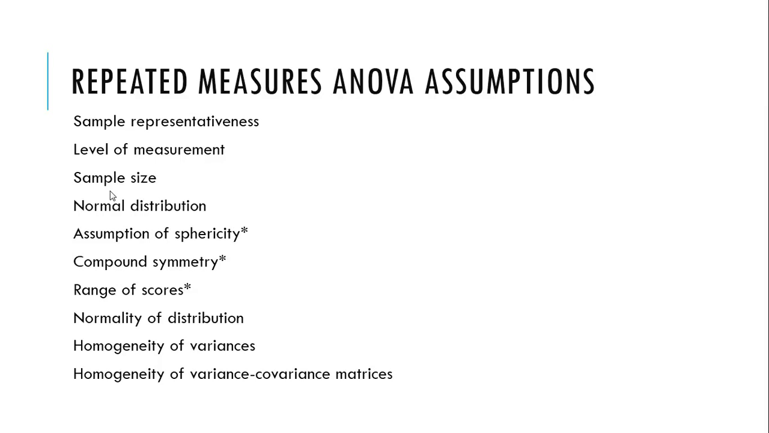Now, compound symmetry is very closely related to sphericity. It's very hard to measure. But what that is saying is not only do the variances of all the pairs need to be equal, but the covariance of all the pairs of different scores should be similar. So the covariance between time 1 and time 2, time 1 and time 3, and time 2 and time 3 should also be similar.